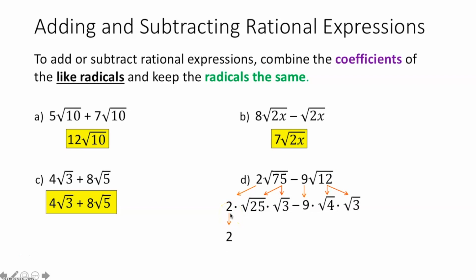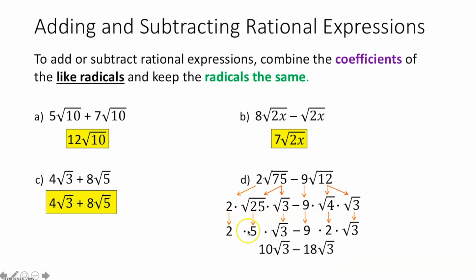The 2 stays here. Rad 25, we chose 25 because it's a perfect square, so the square root of 25 is 5. Rad 3 stays rad 3. -9 stays -9. The square root of 4, we chose that because that's a perfect square, so we get 2. And then rad 3 stays rad 3. So now we simplify. 2 times 5 times rad 3 is going to give you 10 rad 3. Over here, -9 times 2 times rad 3 is -18 rad 3.